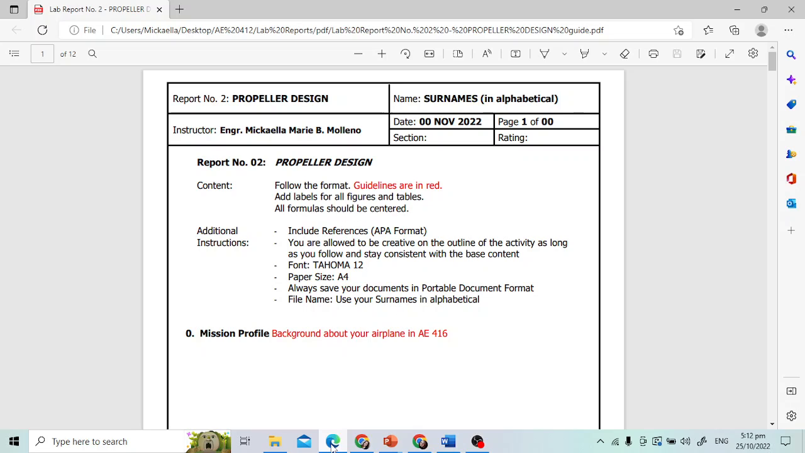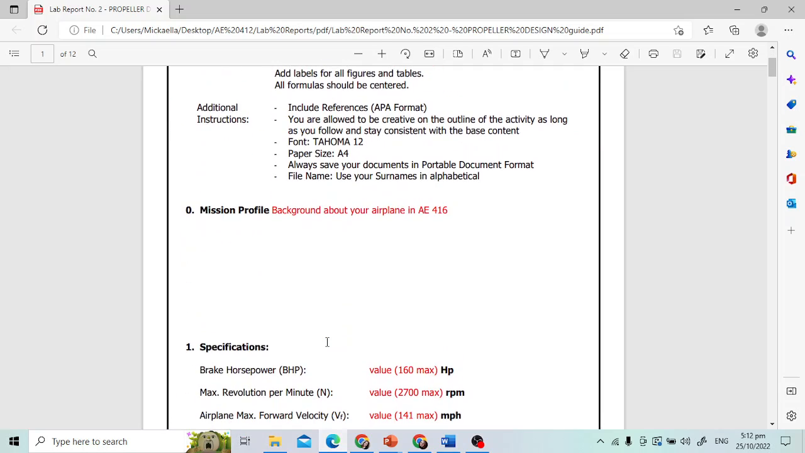But regardless, all formulas, try to put it in the center para hindi magulo yung format natin. And label nyo yung figures and tables. So here are the instructions. Same lang siya sa ating activity 1. So for the mission profile, yeah, as you can see, it is the first part natin, mission profile, ano?